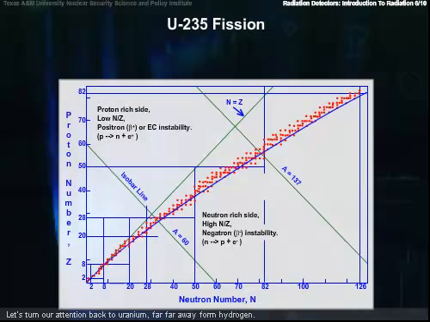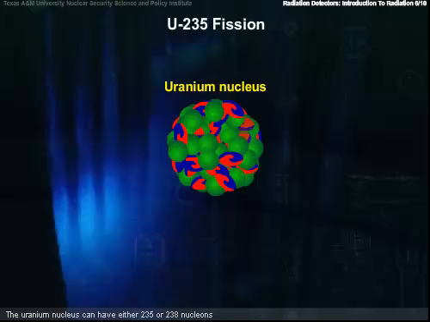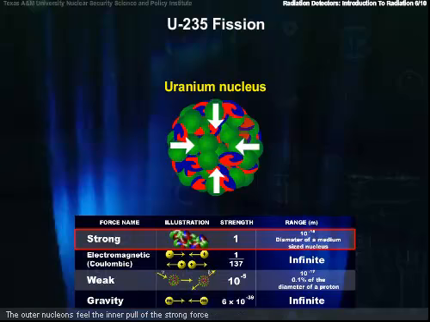Let's turn our attention back to uranium, far, far away from hydrogen. The uranium nucleus can have either 235 or 238 nucleons, and it's so large that the nuclear strong force can't reach across the nucleus. The outer nucleons feel the inner pull of the strong force almost like surface tension effects on water drops. And now we know enough to begin to understand fission.